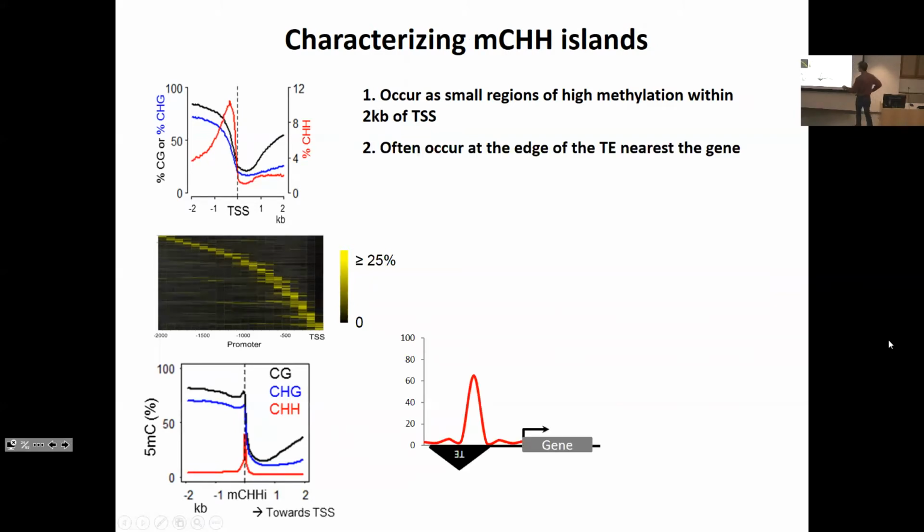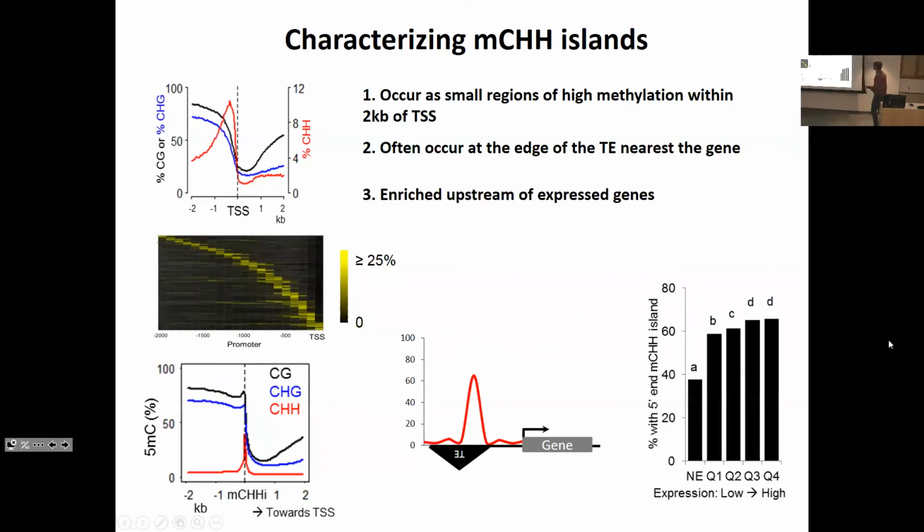Now, what controls where this happens? It seems that it's happening at the edge of the transposon that's closest to that gene. So the CHH methylation is happening over a transposon, but only the edge near the gene. This further away edge doesn't get that property. And interestingly, this tends to happen only for genes that are expressed, or it's more likely for expressed genes than silenced genes. So while we normally think of methylation being associated with reduced expression, this methylation in the promoter is actually more likely if the gene is expressed.